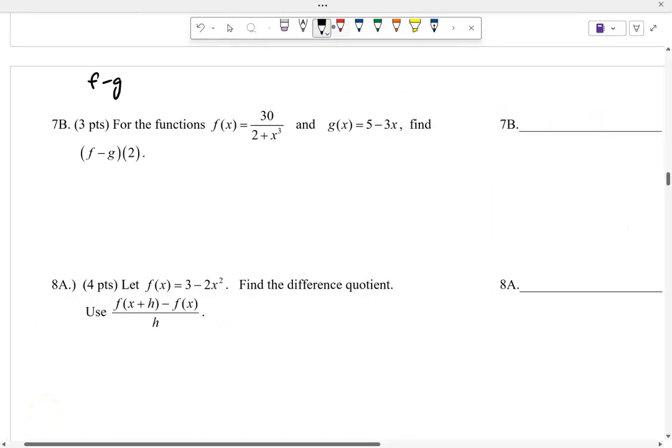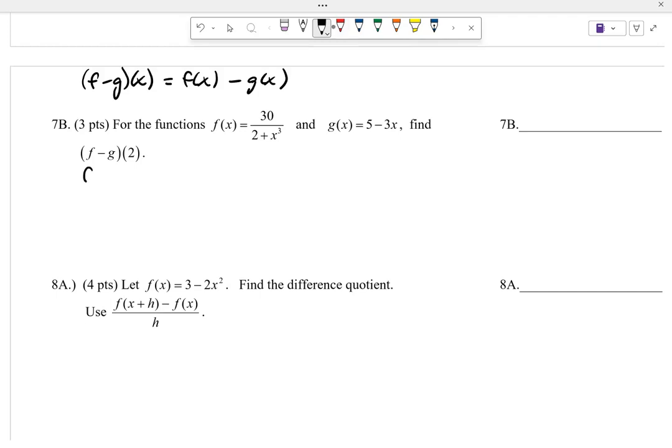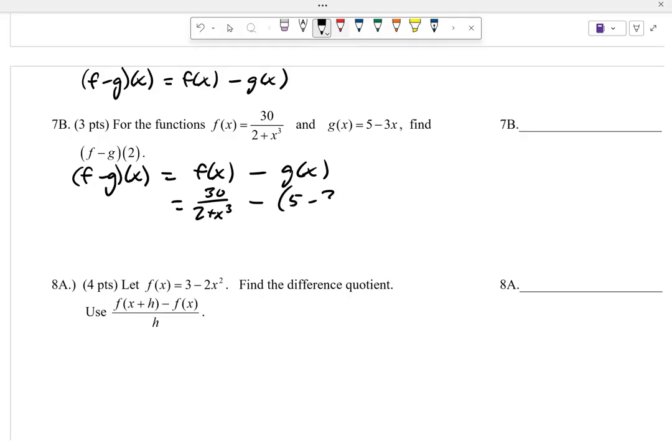Now remember, f minus g of x is just f of x minus g of x, right? So f minus g of x, if I was doing that, would just be f of x minus g of x. So we'd have f of x minus g of x, which is 5 minus 3x. Notice I put that in parentheses because I've got two terms there.